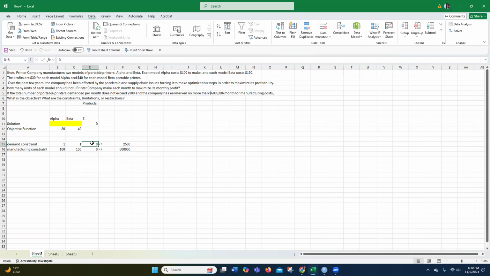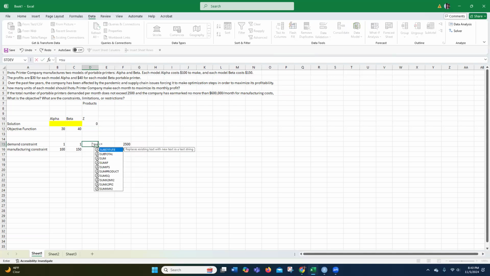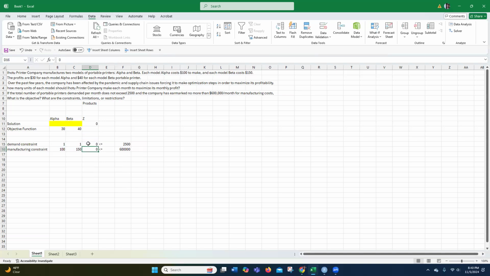We're going to add the same formula here, equals SUMPRODUCT, parentheses. We're going to select these two cells this time since we're looking at our demand constraint, comma, here is our solution, so we'll highlight these two cells with a parentheses. You can go back here and see the full formula. Finally, for our final one, we'll type out SUMPRODUCT for the third time, parentheses, our manufacturing constraint, comma, our solution of Alpha and Beta, parentheses. So now that we have our three SUMPRODUCT formulas, we can go to the Solver.